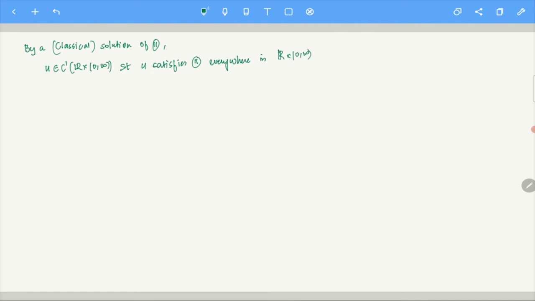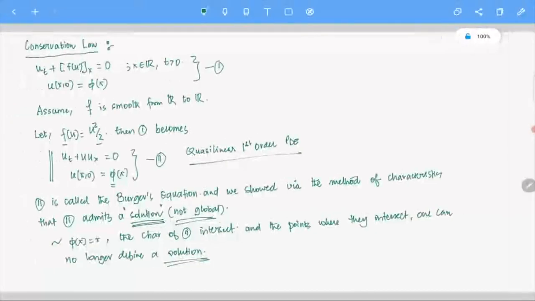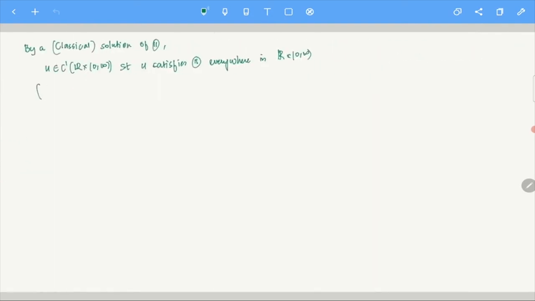Whenever we say what we mean by a solution, of course we mean a classical solution. So what does that mean? For u to satisfy this equation, ut, ux, u, all of this has to be continuous. So basically you need u, ux, ut to be continuous. This is continuous means u is in C1. Clear? So that's your classical solution. This is a solution which we will call a classical solution.